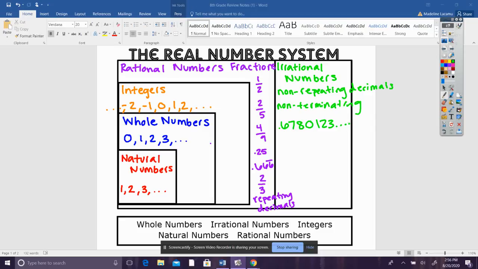And the most famous irrational number that we know is pi. So pi would be like 3.1415926, and it just keeps on going forever. So pi is a good example of an irrational number.